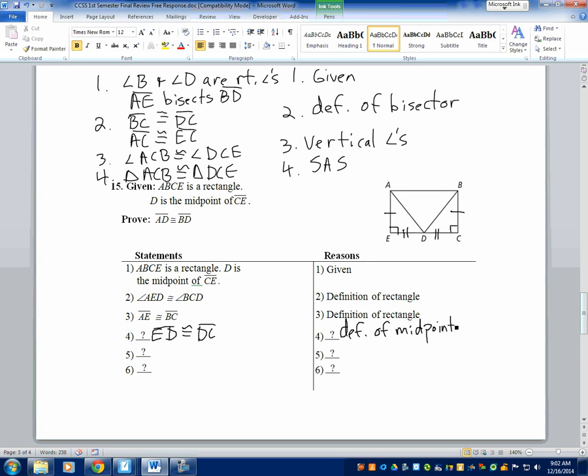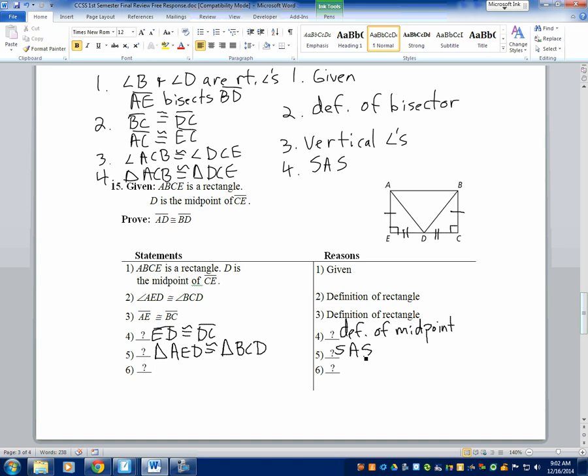Okay, now, why are the triangles congruent? And which triangles? Yeah, it's going to be a side angle side. Triangle AED is congruent to triangle BCD by side angle side.